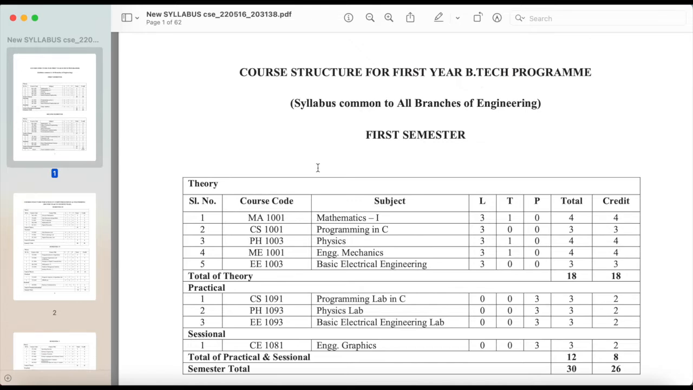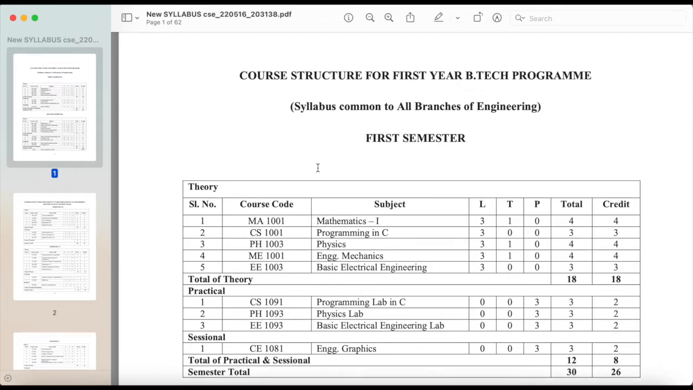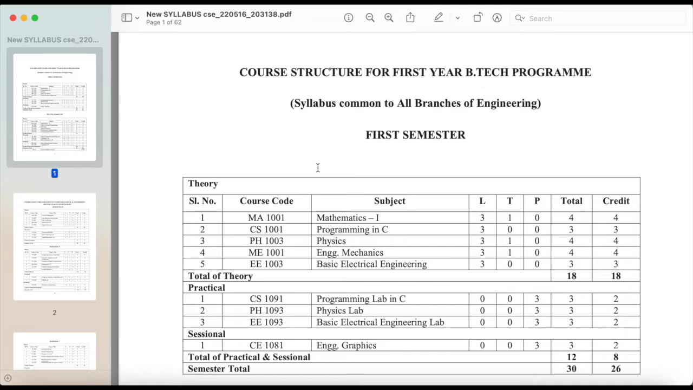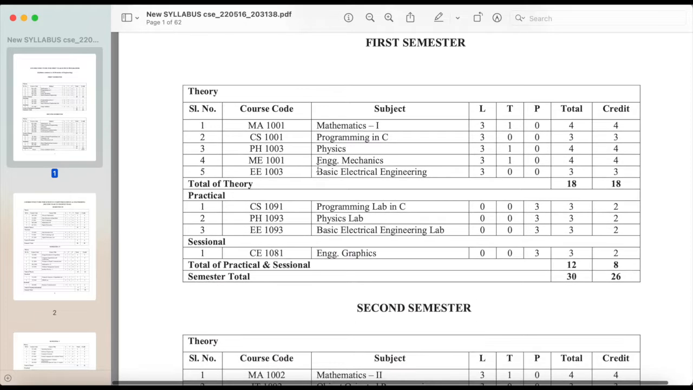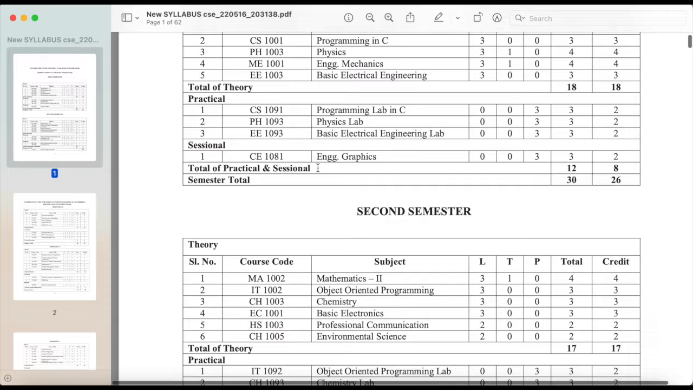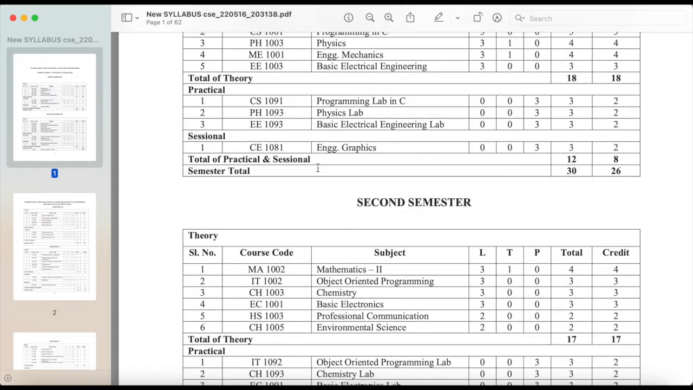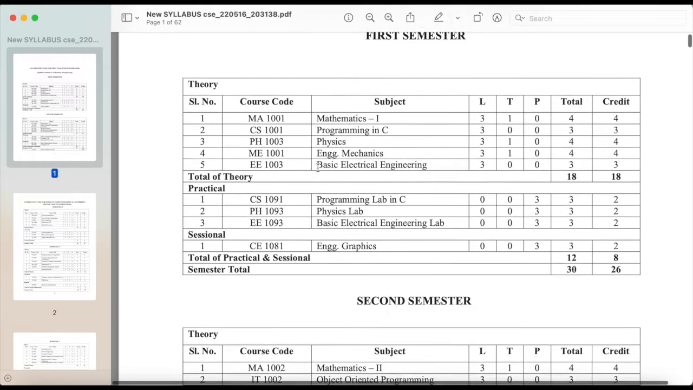Now this CSE B.Tech course will be conducted in 4 years, and each year will have 2 semesters. 1, now come first year first semester. Theory part: Mathematics 1, Programming in C, Physics, Engineering Mechanics, Basic Electrical Engineering. Practical part: Programming Lab in C, Physics Lab, Basic Electrical Engineering Lab. Sessional: Engineering Graphics. Now this subject marks distribution will be in 3 different ways, for example lecture given in the classrooms by the professor and notes, and theory part and the practical.